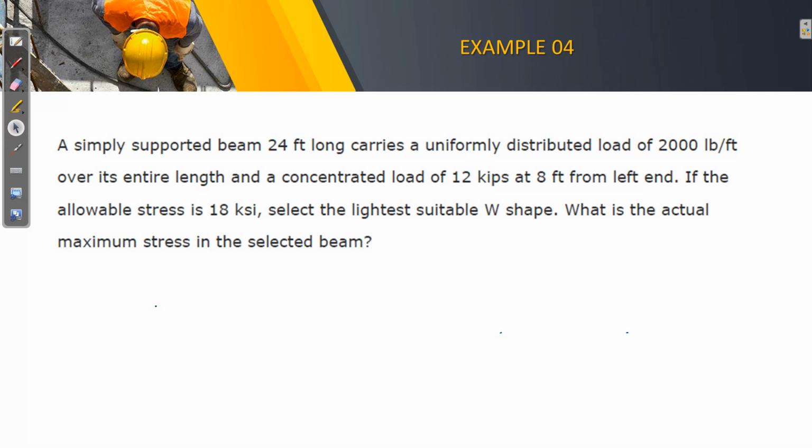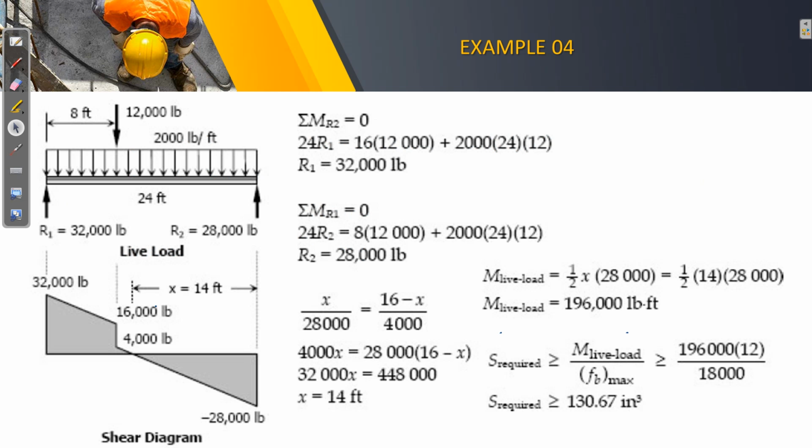Okay, so we consider the condition of the problem. Aside from the 2,000 pounds per foot distributed over its entire length, it has a concentrated load, 12 kips measured 8 feet from the left end. So 8 feet from the left end, we have this 12,000 plus the 2,000 pound per foot loading distributed all over this 24 feet beam.